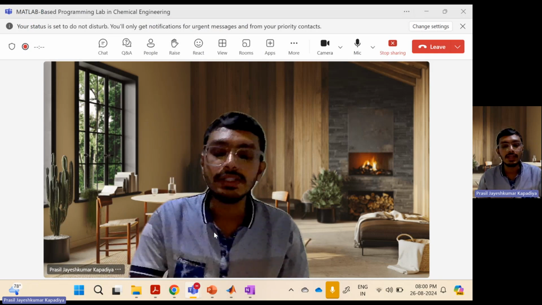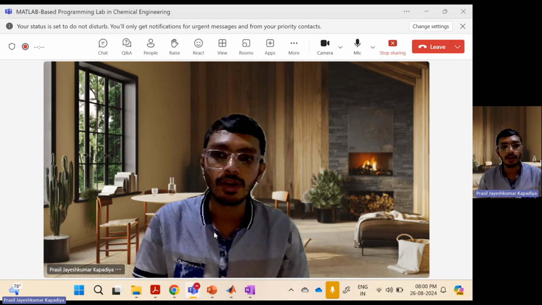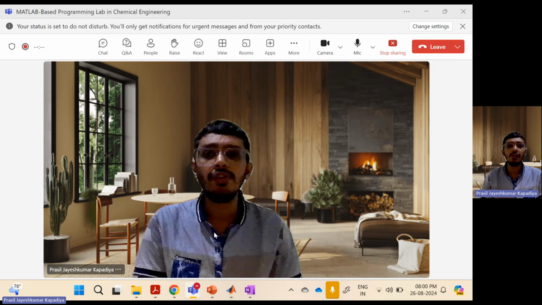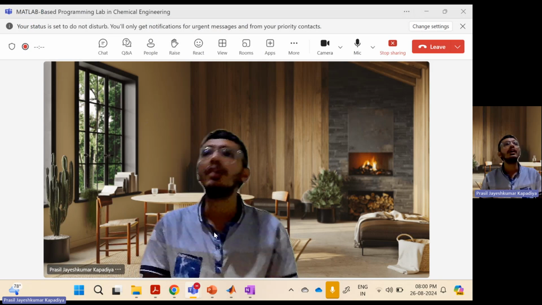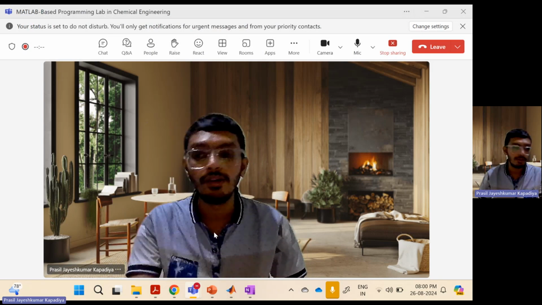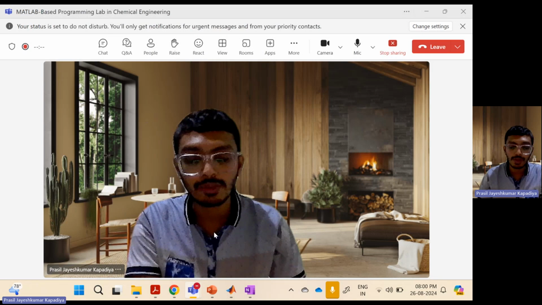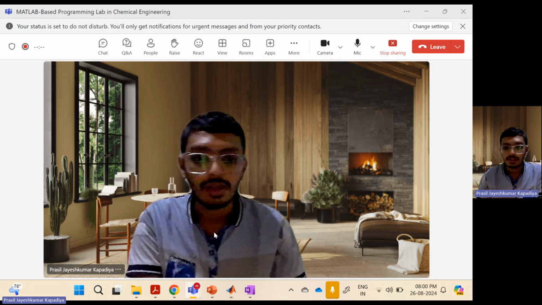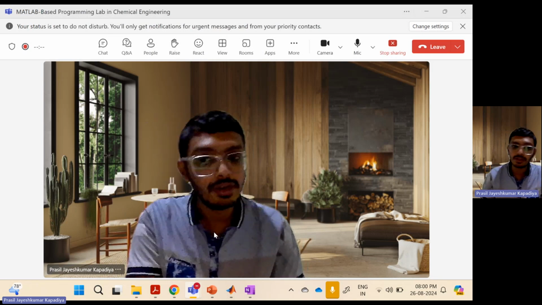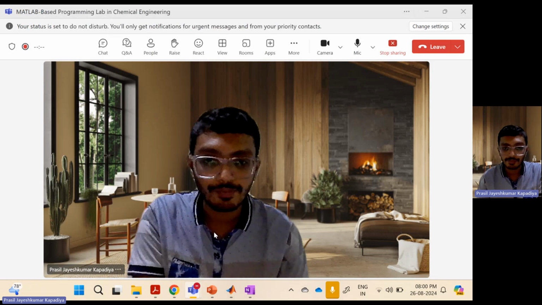In next class, as I told, we will see the heat transfer through the cylinder problem, and we will move ahead with the initial value problem where for time t equal to 0, some values are given. So we'll solve some coupled ordinary differential equations.